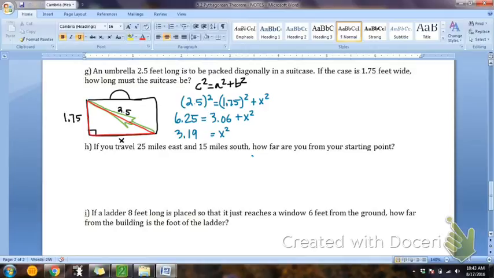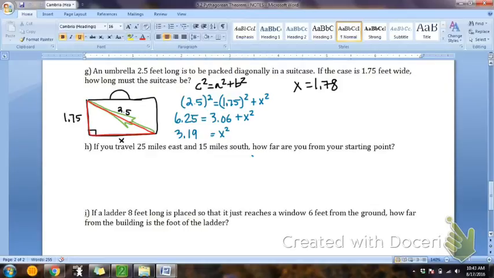Okay, and so then I subtract 3.06. I should get 3.19. And then what is the square root of 3.19? 1.78. Anyone agree with that? Y'all are quiet. Does anyone agree with that? Yes. Thank you. X equals 1.78 approximately. Or is that the exact decimal? It's approximate? Okay, so we did some rounding.